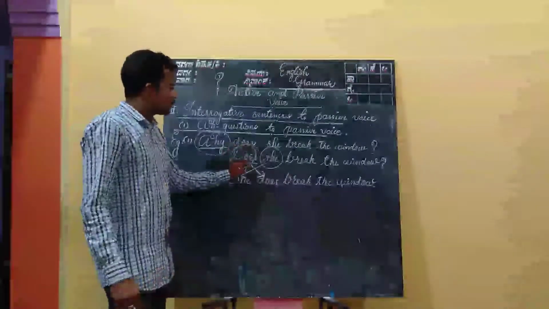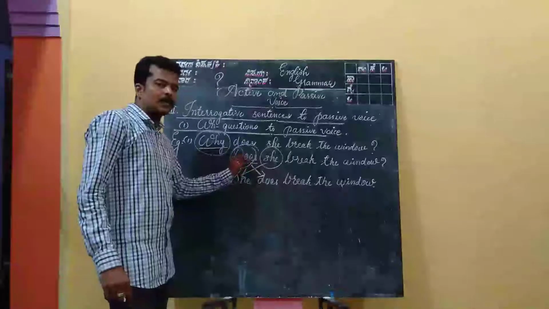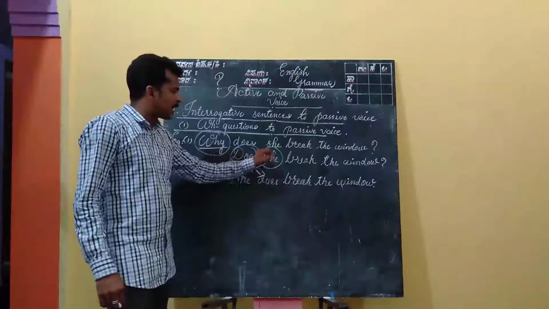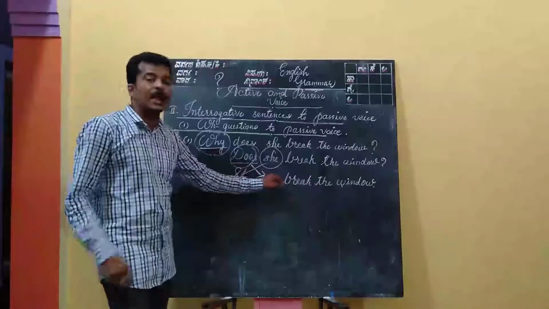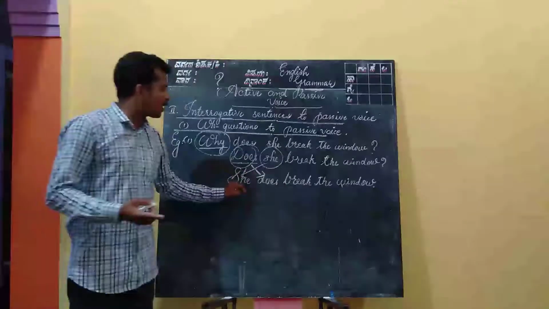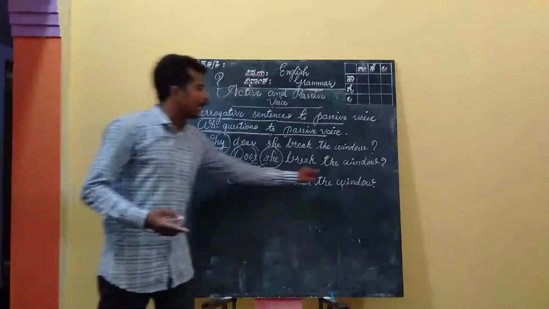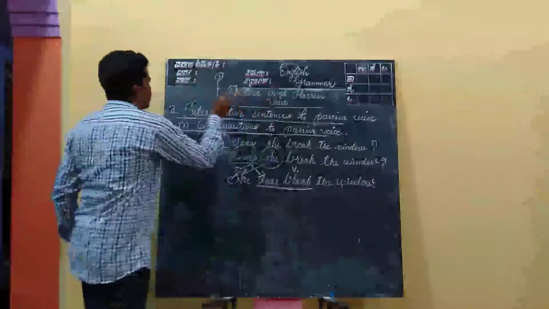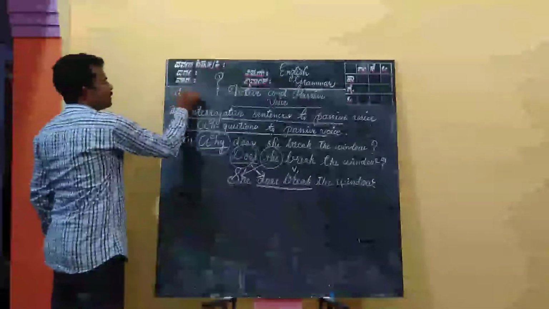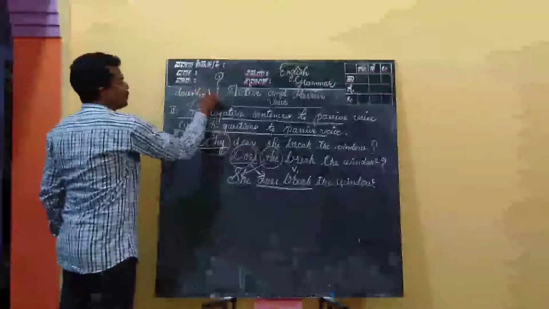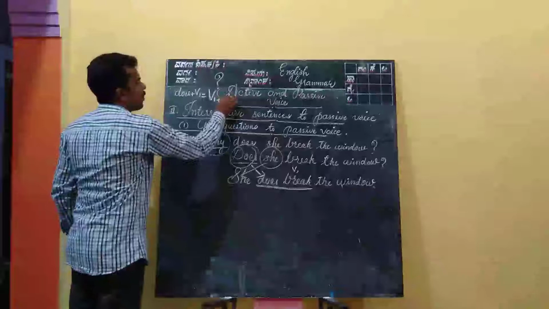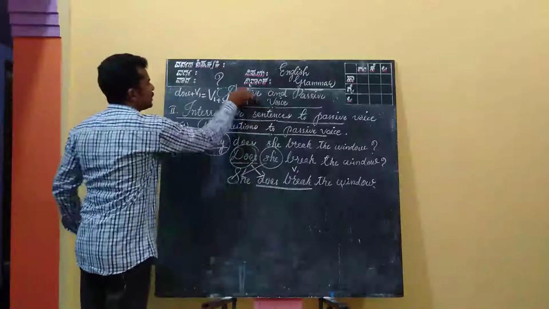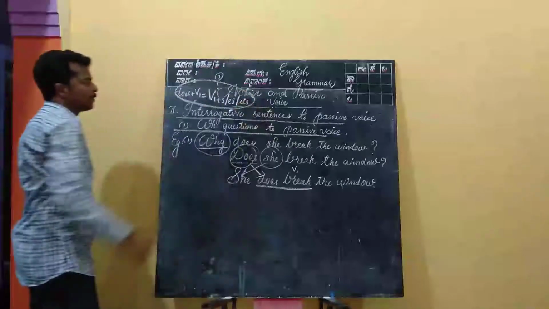I just change the place of the helping verb and the subject, and I change this rhetoric question to an assertive sentence which starts from a subject and ends with a full stop. And here, does followed by V1. You must remember this: does plus V1 is equal to V1 plus s or es or ies.